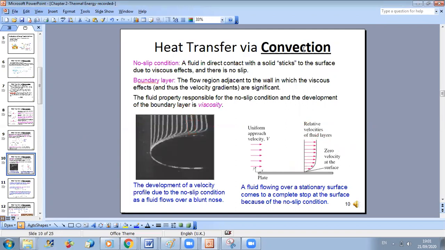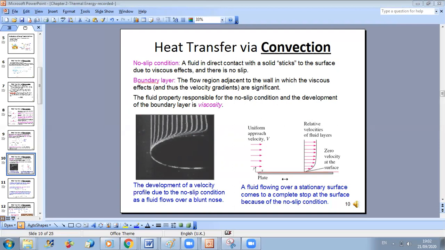Now, in order to understand more what is happening when you have a flow going over a flat plate, you need to know some concepts in fluids. First, you need to know what is the no-slip condition. When we say no-slip condition, this means that whenever your fluid is in contact with a surface, then the fluid will take the same velocity of the surface. So for example here, you have a fixed plate. This plate is fixed. Because it's fixed, the velocity of the plate is 0.